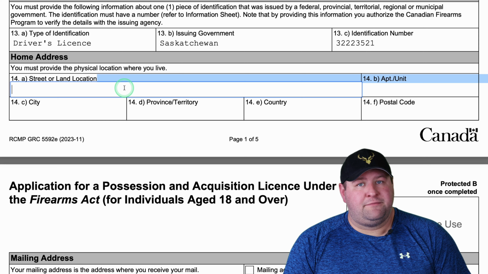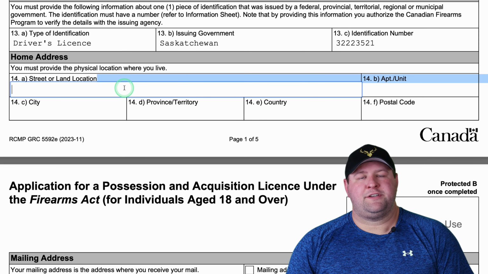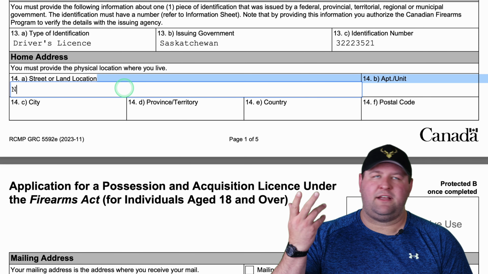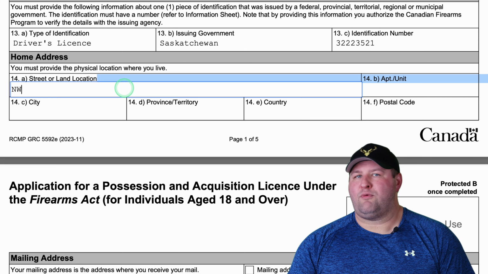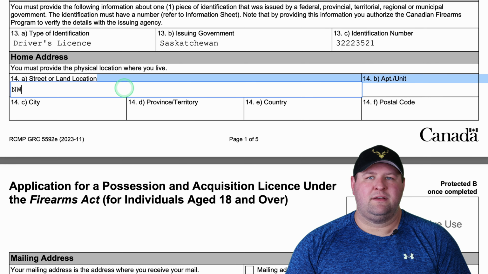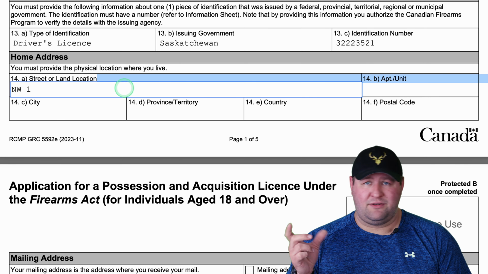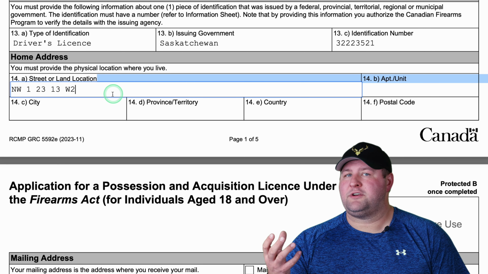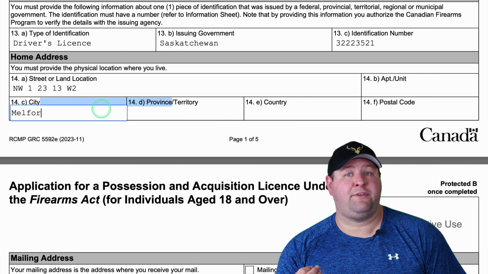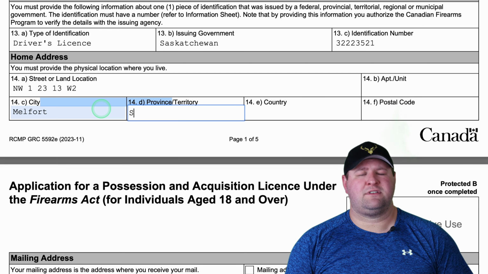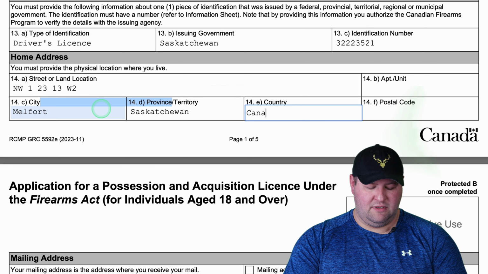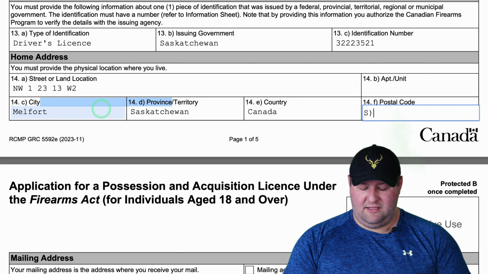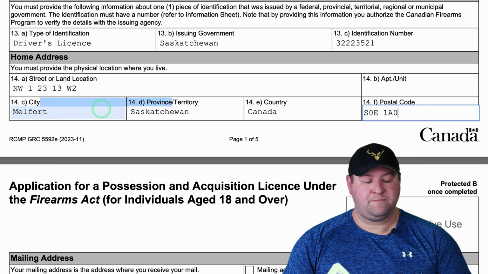And this is where you live, the physical location. So say you live on a farm, say you're living at Northwest 12313 west of the 2nd. So if you live on an acreage or farm, you'd write that number on, or like your apartment address or the street address of your house. They actually need your physical location. So then you'd write your city, province, country, and then postal code.